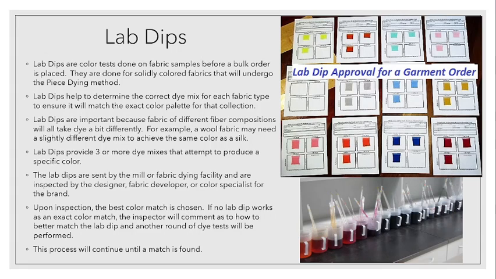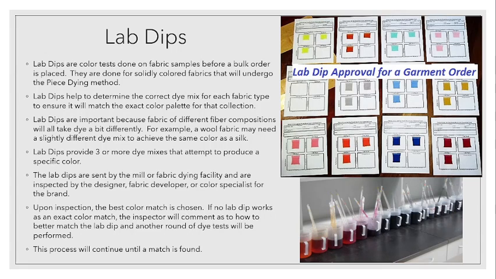Lab dips are important because different fabrics that use different fiber compositions will take dye a bit differently. For example, a wool fabric may need a slightly different dye mix to achieve the same color as a silk fabric would. Lab dips provide 3 or more dye mixes that attempt to reproduce a specific color. The lab dips are sent by the mill or fabric dyeing facility and are inspected by the designer, fabric developer, or color specialist for the brand.